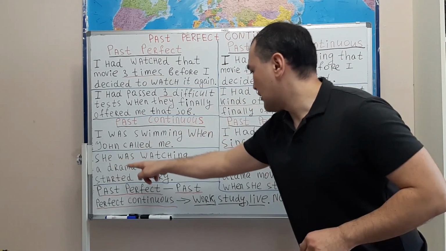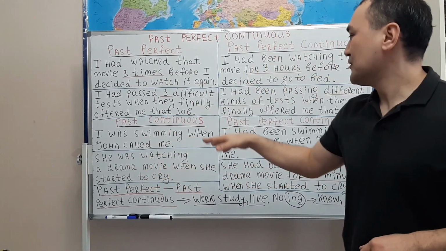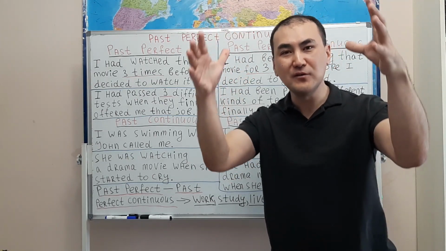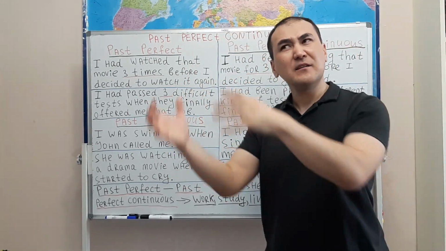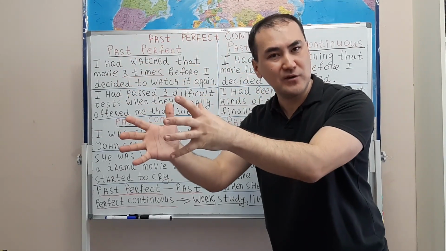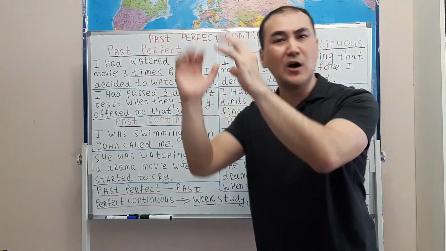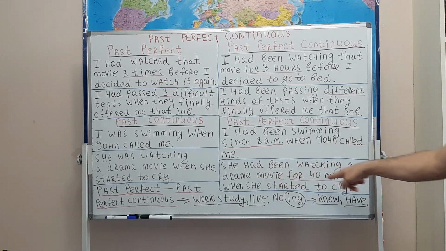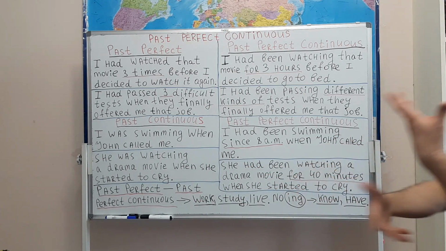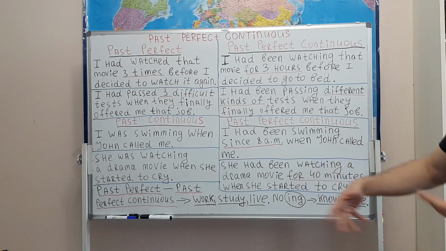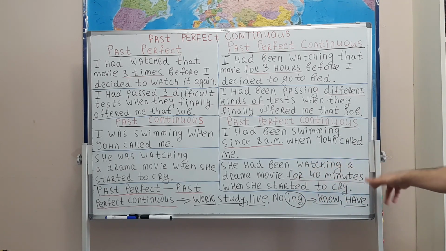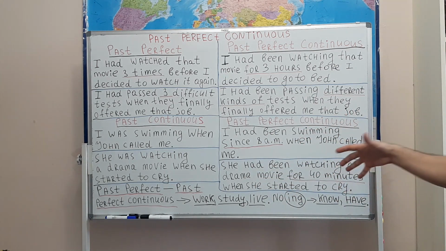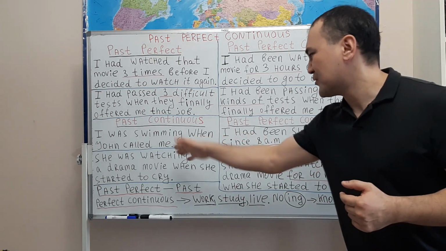She was watching a drama movie when she started to cry. She was in the process of watching a movie, and then suddenly started to cry, right? So we're not interested in how long it actually had been going on. And here, she had been watching a drama movie for 40 minutes, okay? Or maybe since 2 o'clock. It doesn't matter. I mean, it's up to you which one to use. For 40 minutes, when she started to cry. It emphasizes the duration of time. And here, just only the process.